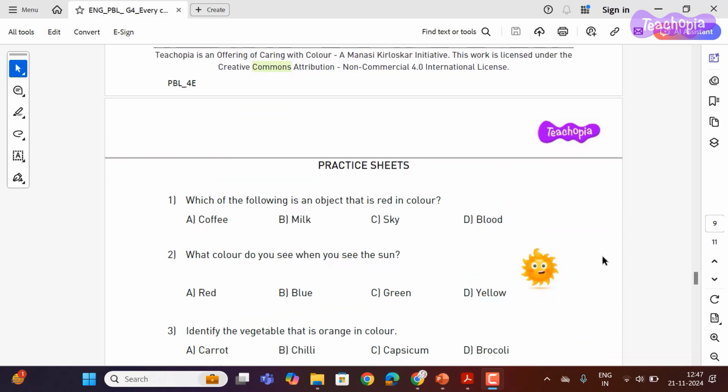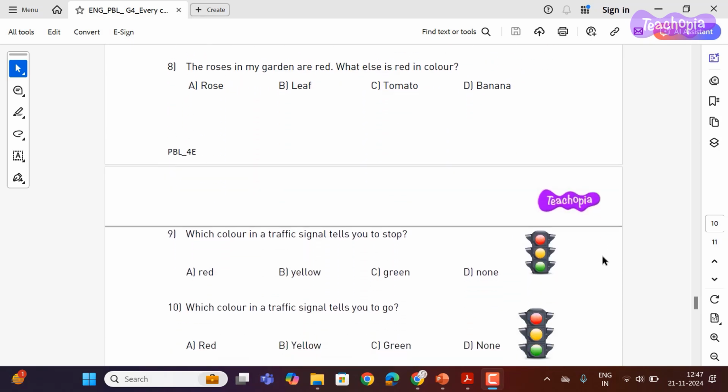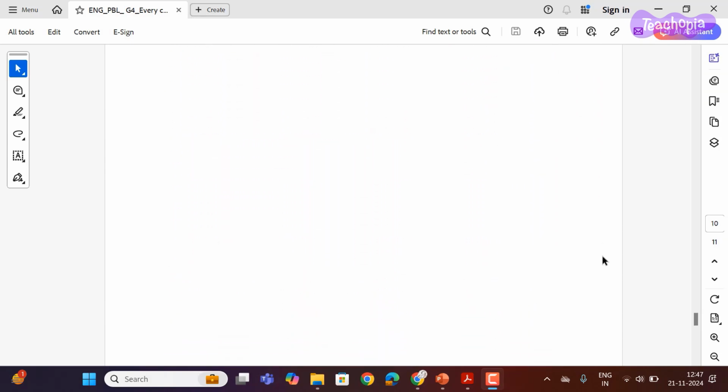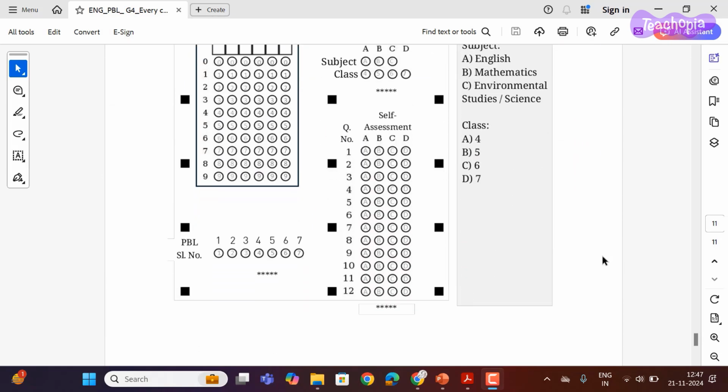This follows the practice sheets, which has 10 questions, and then the OMR sheet, which helps the learner practice for competitive exams.